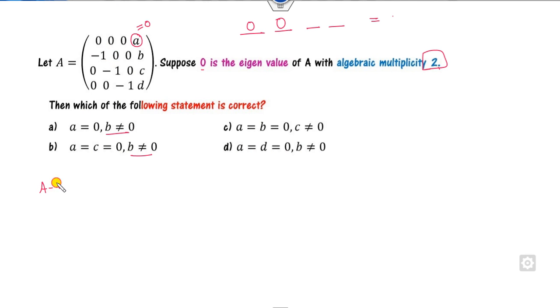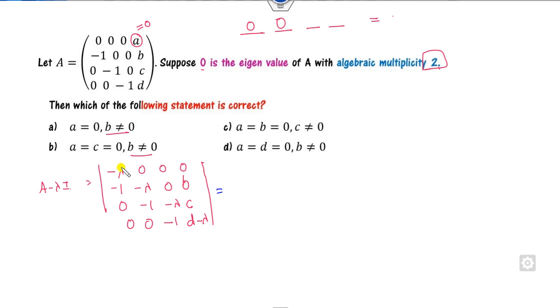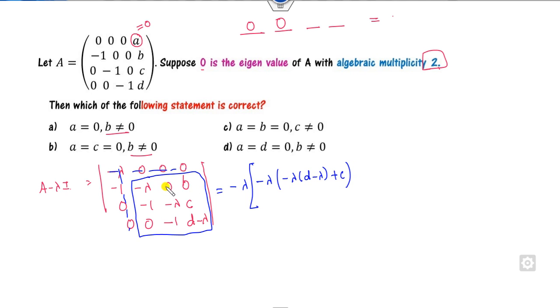So if I write here A minus lambda I, what will happen? It will be minus lambda, 0, 0, A is my 0, -1, 0, 0, 0 and B, 0, -1, C, 0, 0, -1 of this. Fine. Now you can expand them. I can expand corresponding to this. Now this is the matrix. I can expand here. So it will be minus of this, plus C. It will be a 0 plus B of +1.